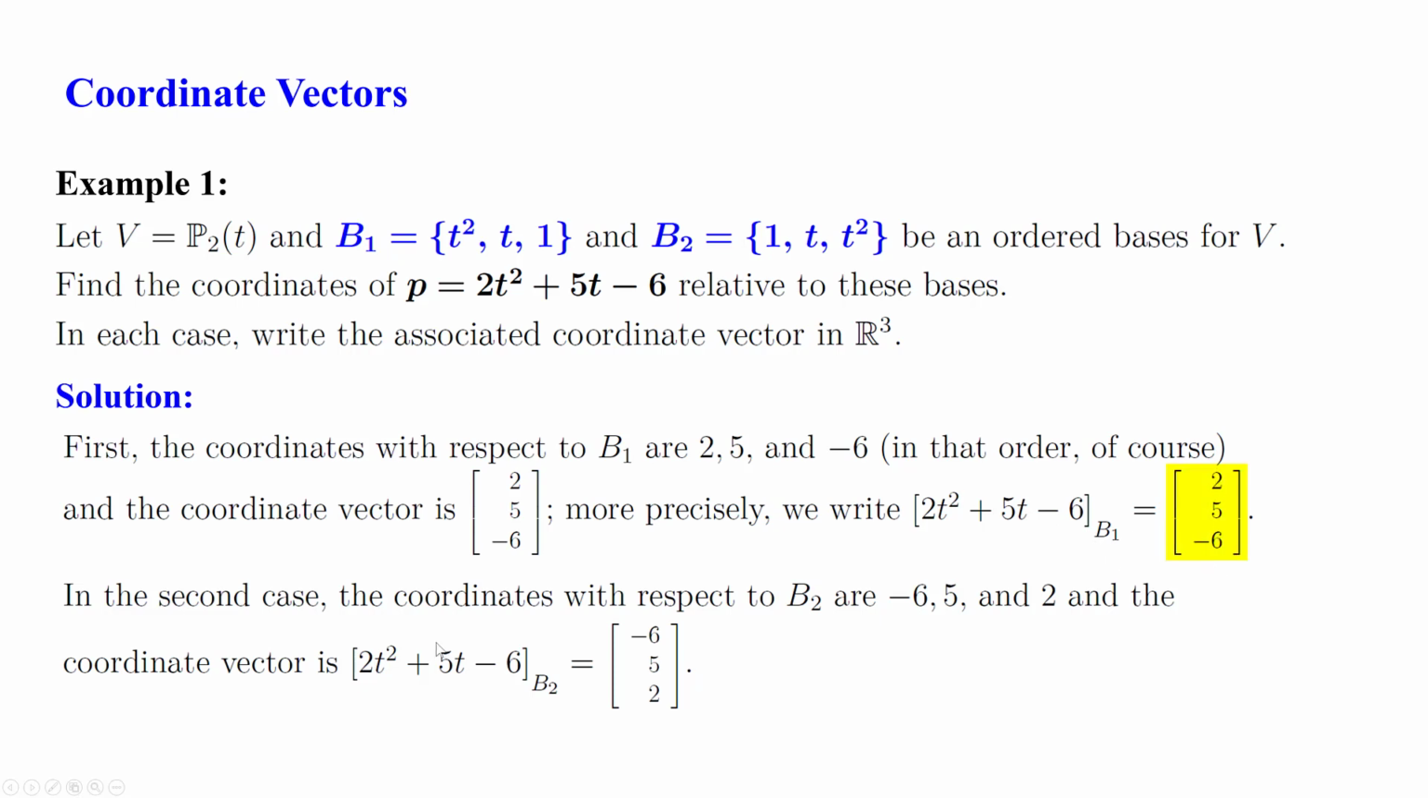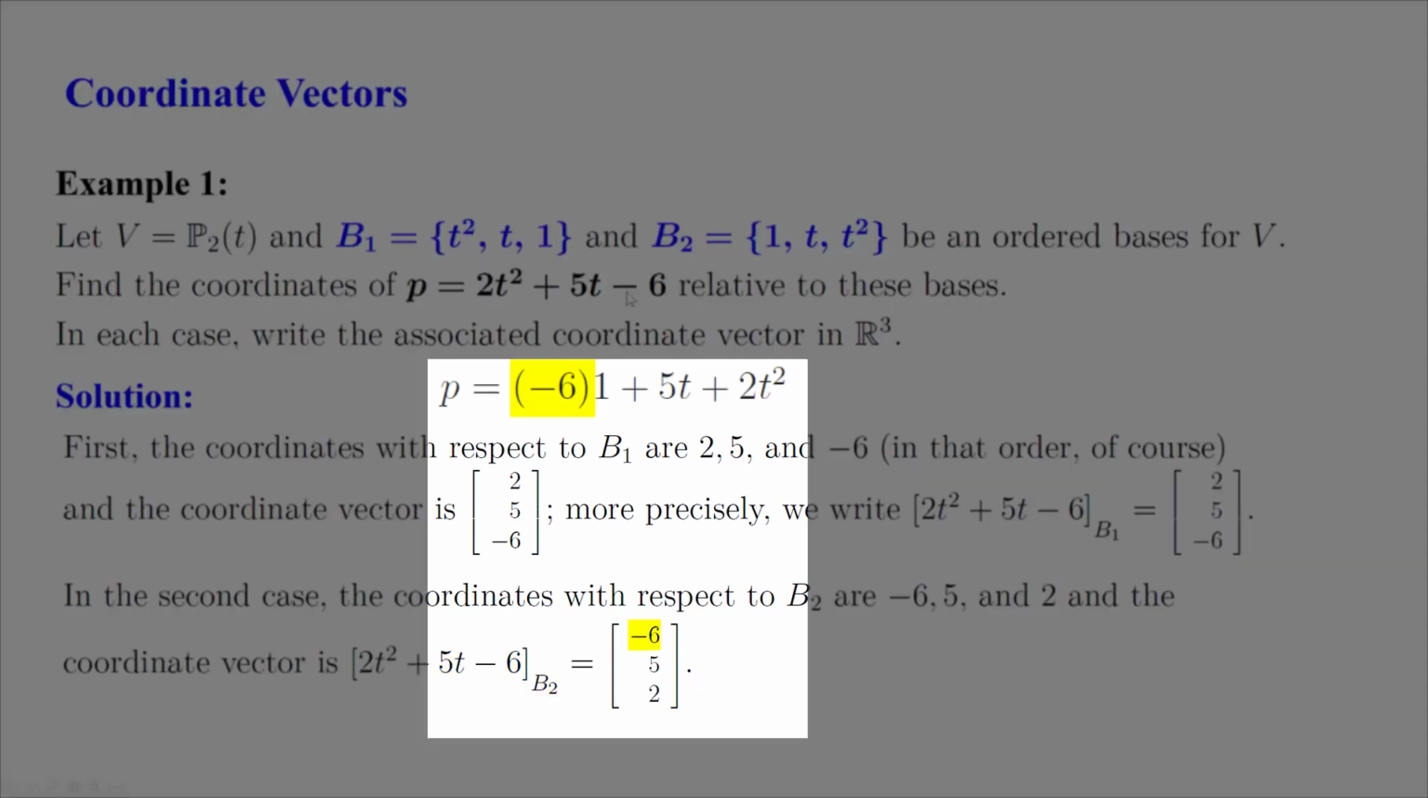5, minus 6. Similarly, the coordinate vector of the same vector p with respect to B2, and since the vectors are reversed here, we'll see that the coordinates are also reversed. So it should be minus 6 times 1 gives us the first element of minus 6. 5 times the second element t gives us 5 in the second entry of the coordinate vector. And then 2t squared is 2 times the third element t squared. This gives us a 2 in the third entry of our coordinate vector.